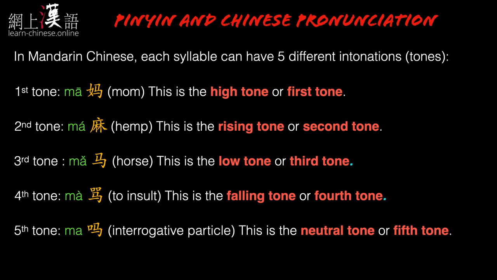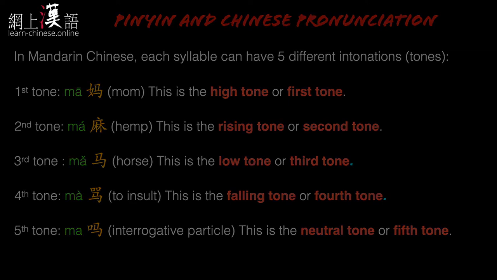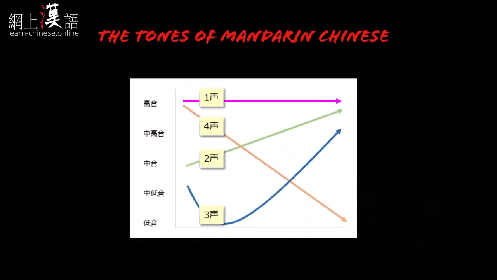It takes time to master those intonations in listening and speaking, more than several months usually. You need to be patient and practice again and again. If we look at this diagram, you can visualize the four tones of Chinese. The first tone, in pink color, starts and remains very high.